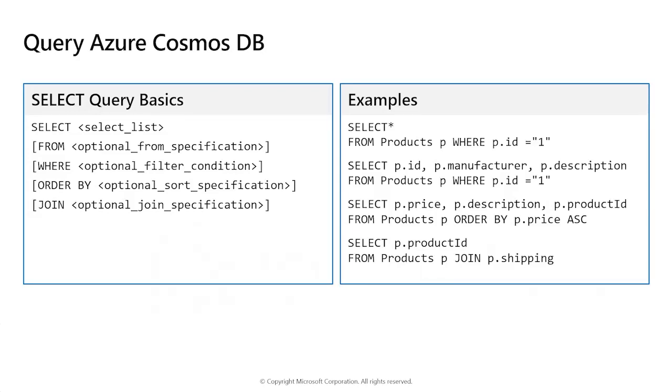So let's go back to our Azure Cosmos DB and our Azure portal, where we've actually imported some of that data into our Cosmos DB, and let's have a look at how we can query some of that data using the core SQL API.